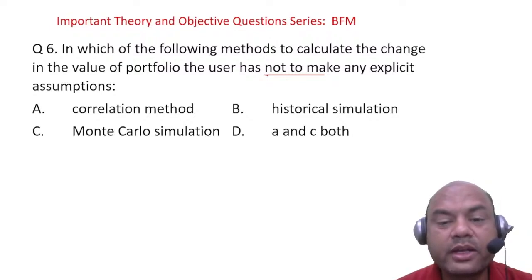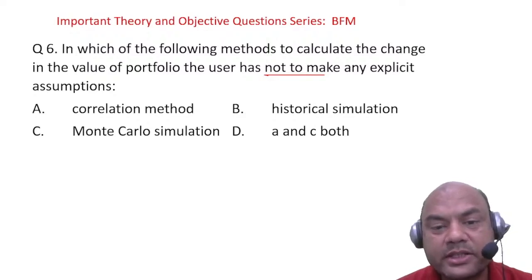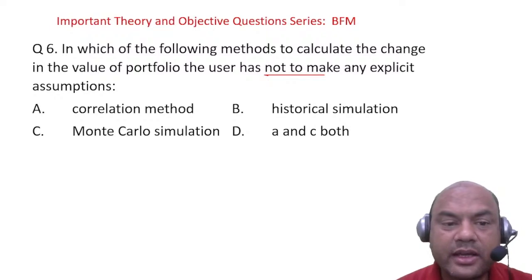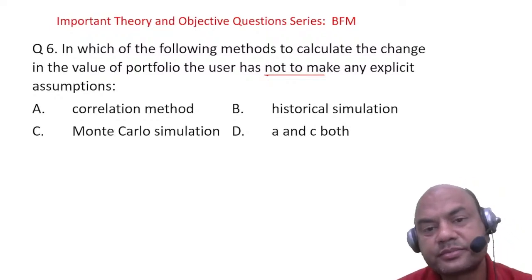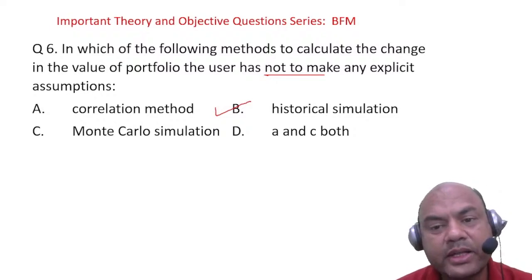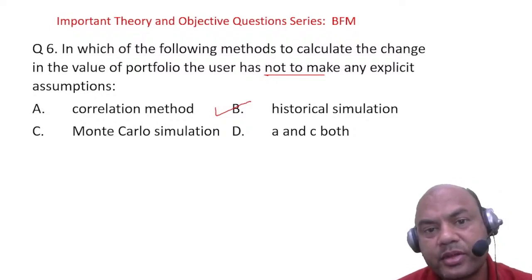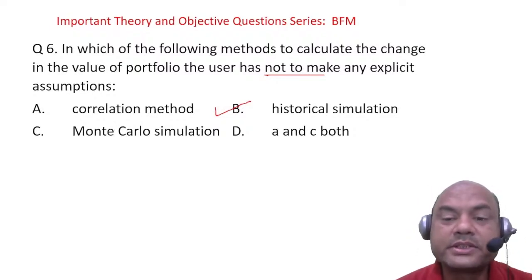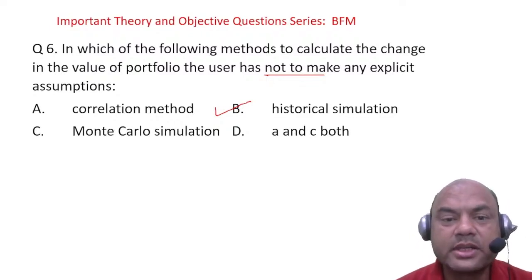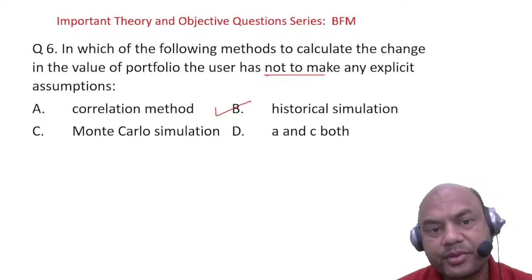Many of you have the tendency of typing A and C. So the answer is not D. Remember, A and C both is not the answer. Either A, B or C. But now we are talking of what? Only facts. No assumptions. So no assumptions is a part in history. In history, do you make any assumption? No, right? So B is historical simulation. This is the answer. In historical simulation, the user does not have to make any explicit assumptions. Okay?